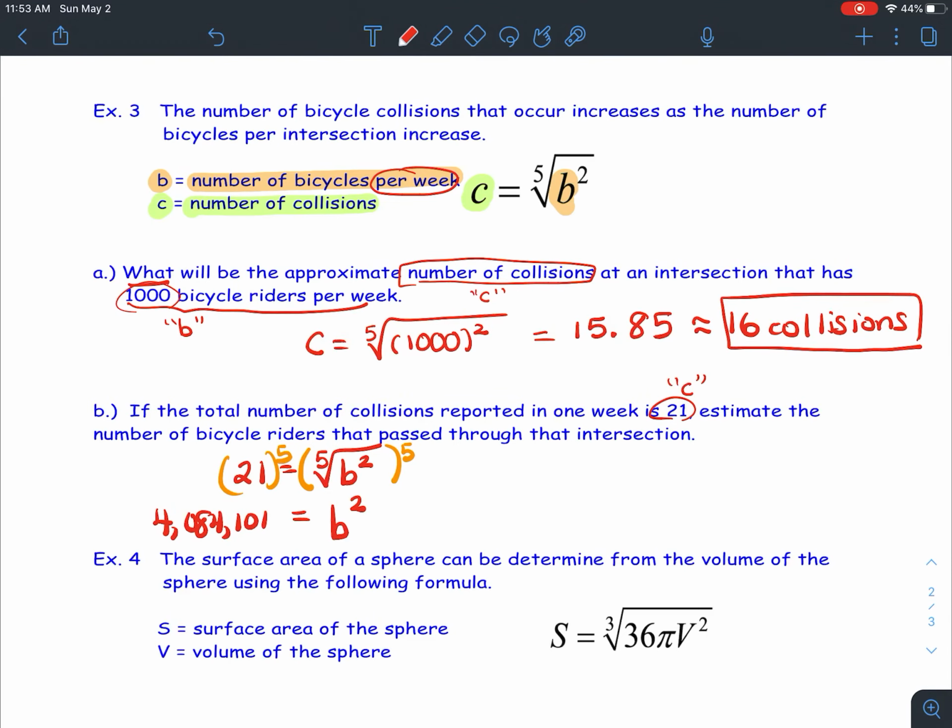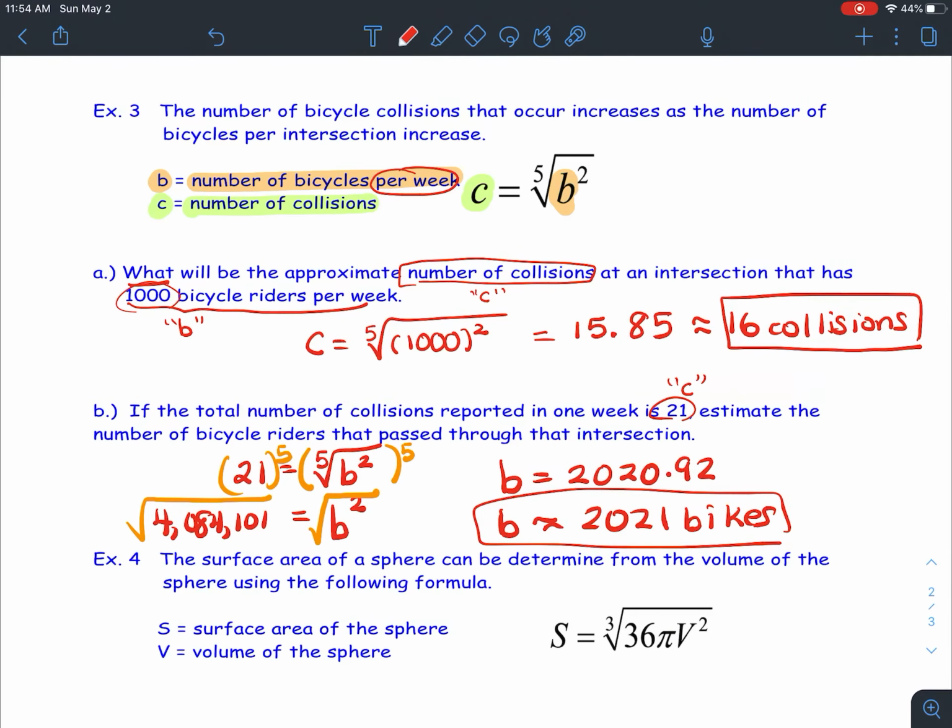So I still have the b squared. My goal is to get this solved just for b, so then to cancel out the exponent of 2, I would then take the square root of both sides, and I would need to type into my calculator the square root of 4,084,101. Again, likely going to get a decimal. We'll go ahead and round this up to the nearest whole number. We're looking at roughly 2,021 bikes is what we would have there.